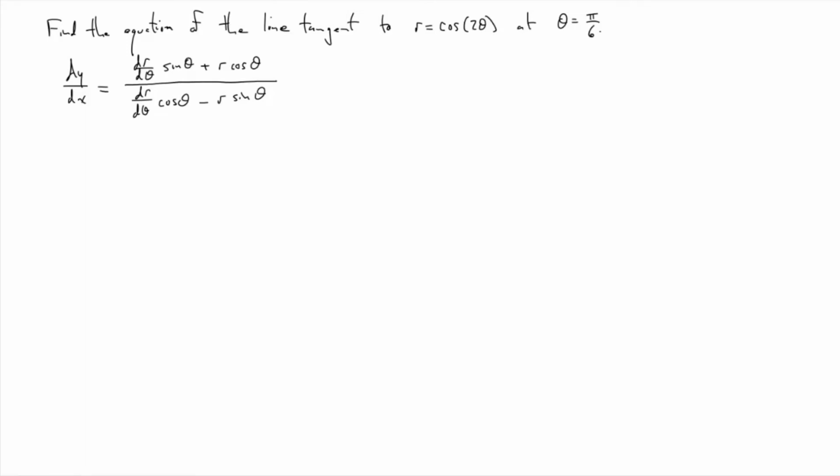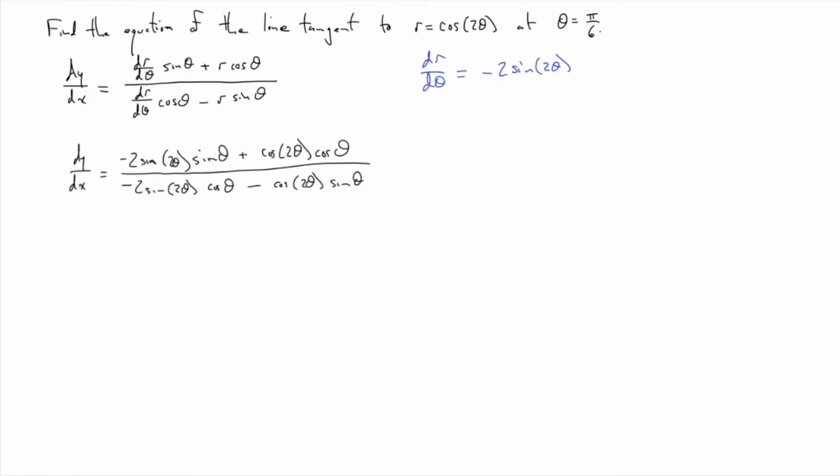And one of the things that we need to know to compute this expression is dr d theta, which shows up in a couple of different places. And from the definition of the function that r is the cosine of 2 theta, we easily get, using the chain rule, that dr d theta is negative 2 times the sine of 2 theta. And so we can rewrite our expression for dy dx because we know that dr d theta is negative 2 sine of 2 theta. And we also know from this right here that r is the cosine of 2 theta, so we can replace these two instances of r with cosine of 2 theta.